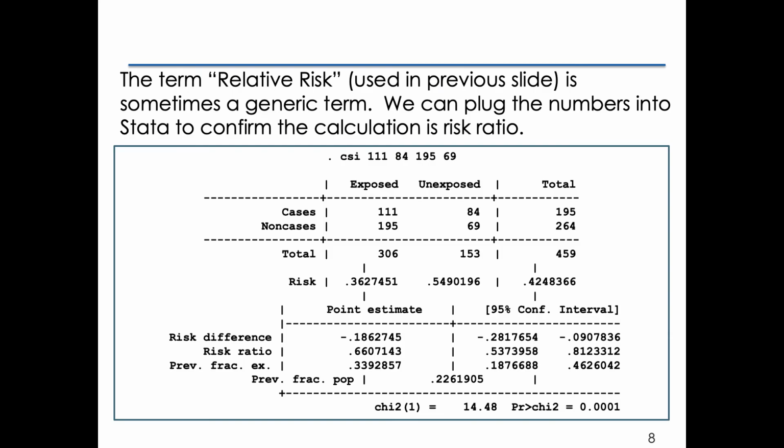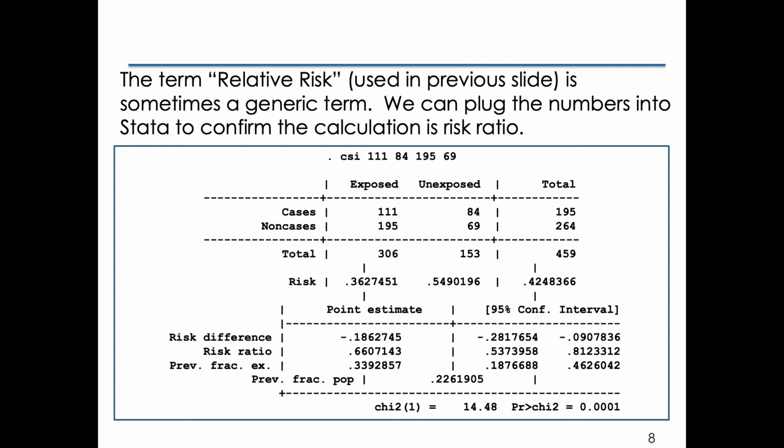And again, that preterm birth example, they used the term relative risk. Relative risk is sometimes a generic term that can be used to represent one or many different measures. So let's go ahead and plug the numbers into Stata, the numbers we actually saw in that table in the previous slide, to confirm that the calculation is risk ratio.